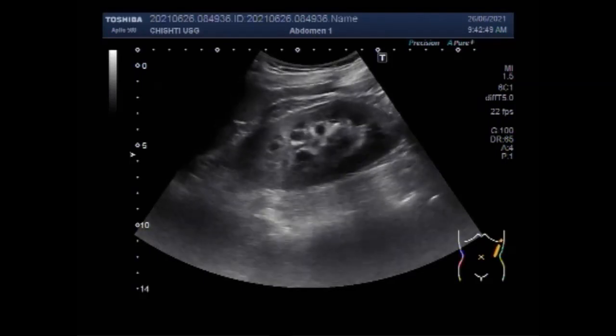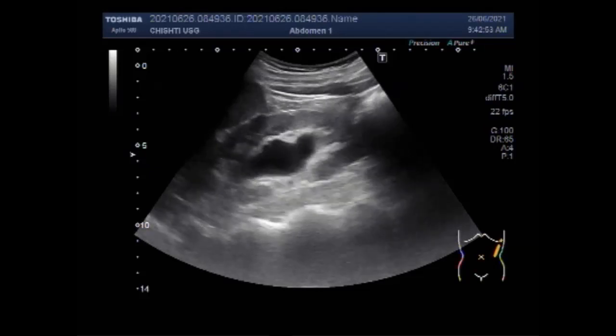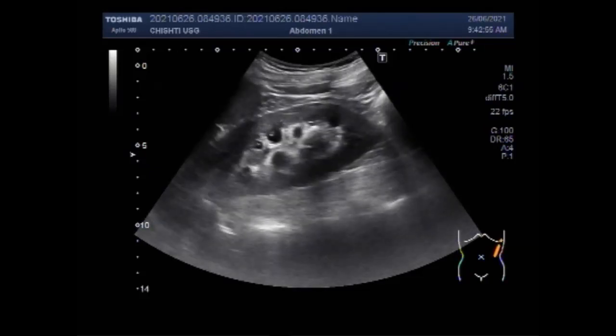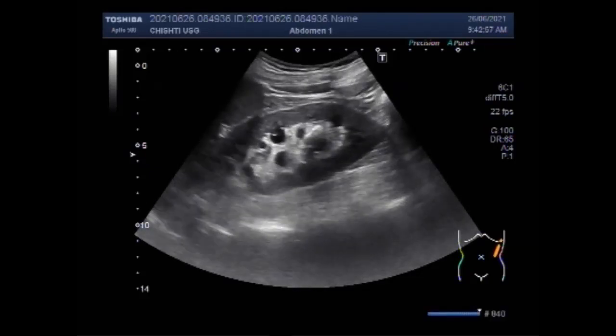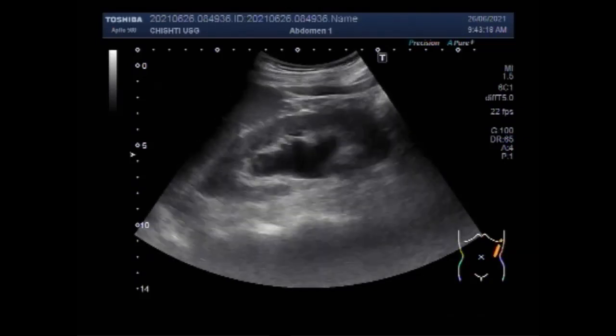Hydroureter refers to dilatation of the ureters, and it is most often caused by obstruction of the urine outflow due to blockage of the ureter by calculi, chronic inflammation, luminal or intramural neoplasm, or accidental ligation during surgery. You can see a large stone in the renal pelvis of the kidney, and this stone measures about 15 millimeters.